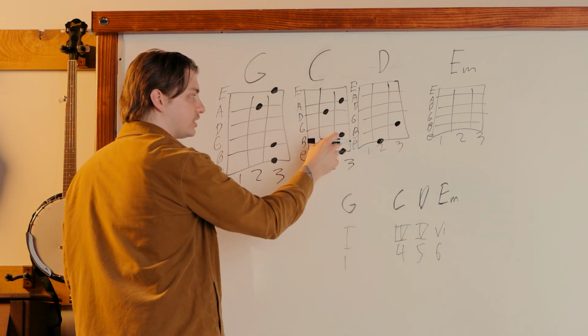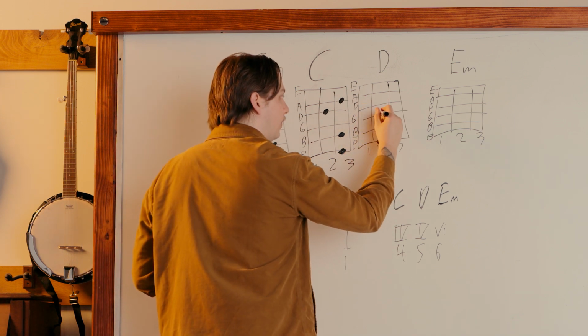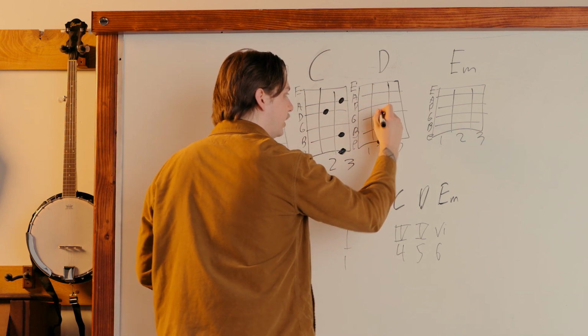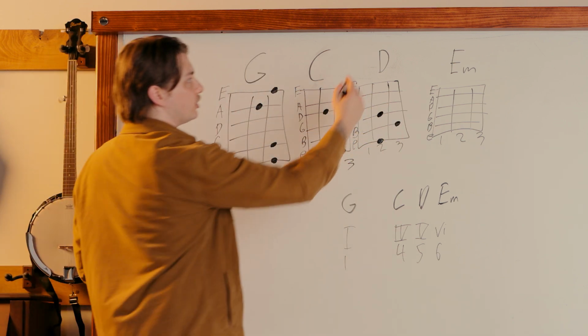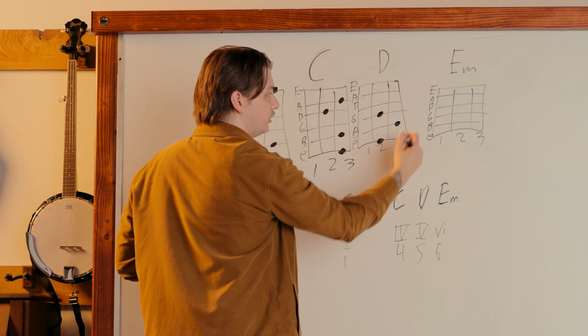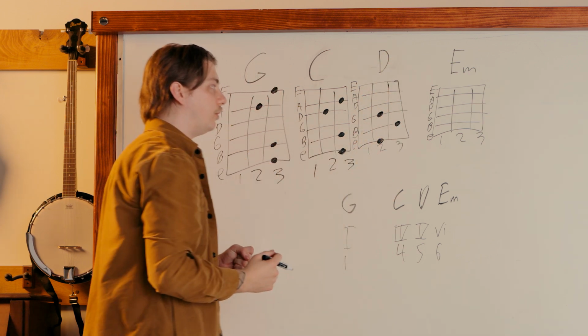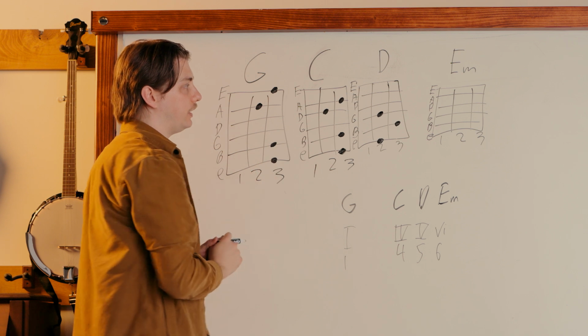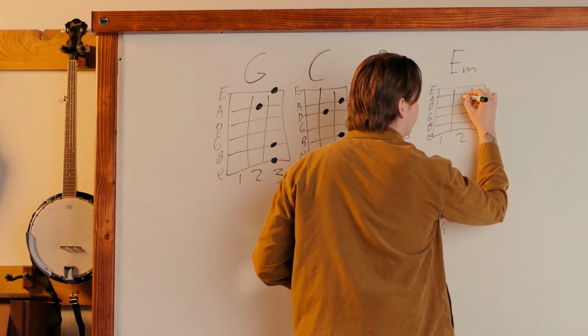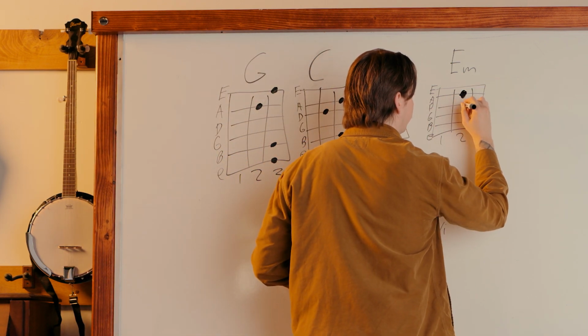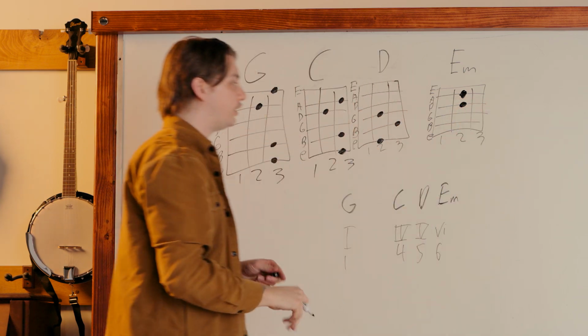You see how this is all the same? And then this one goes right here. This is our pointer finger. You see how it almost makes a D shape? That's kind of cool. Makes a little triangle with your fingers. And then we have E minor, just like this. These 2 fingers right here.